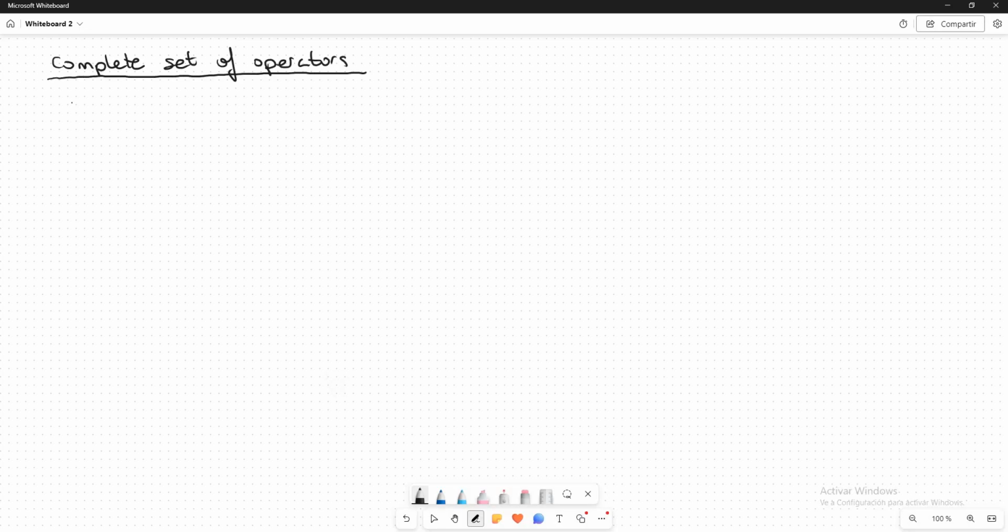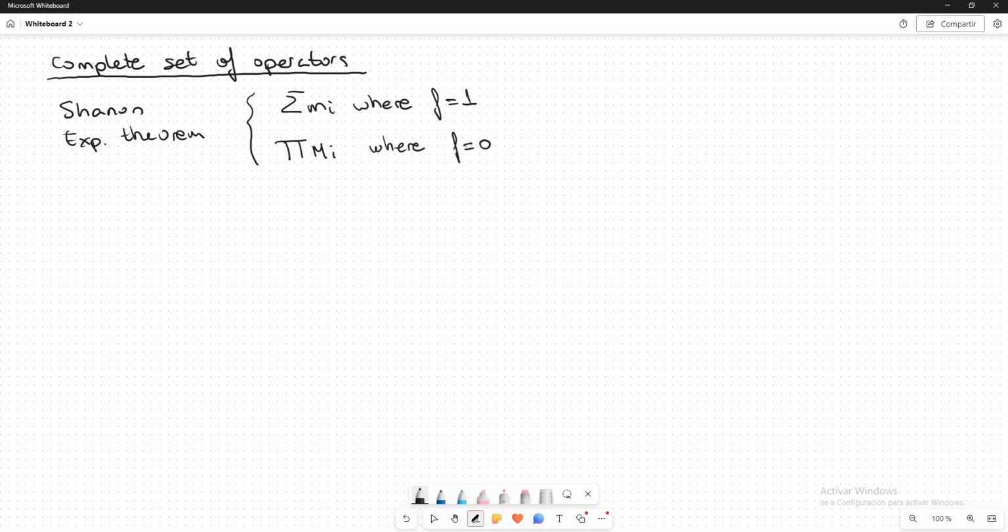So if you remember the Shannon expansion theorem, it says that we can express any function as a sum of minterms where the function is 1, or as a product of maxterms where the function is 0. We saw this in topic 4. This consequence is quite important.